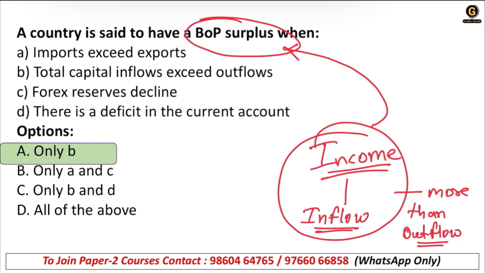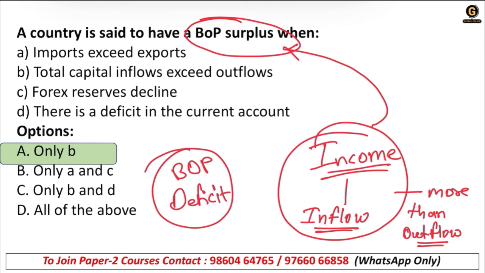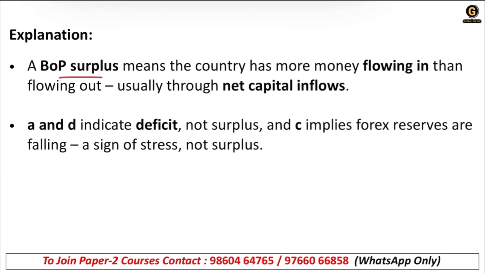Clear? And the opposite, when outflow is maximum or outflow is exceeding the inflow, that time we call it a BOP deficit, right? BOP surplus means the country has more money flowing in than flowing out, usually through net capital inflows, right? A and D indicate deficit, not surplus, and C implies forex reserves are falling, all right? A sign of stress, not exactly defining the surplus.